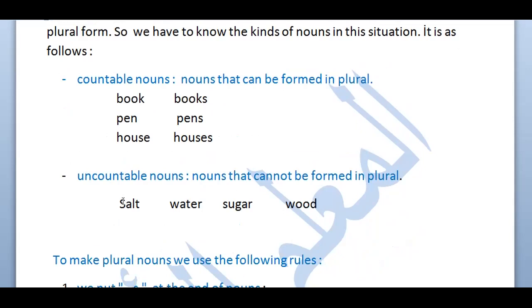For example, salt. We cannot put s at the end of these words. Water, sugar, wood, and for example, rice, etc. These words are uncountable nouns, so we cannot form the plural of these nouns.